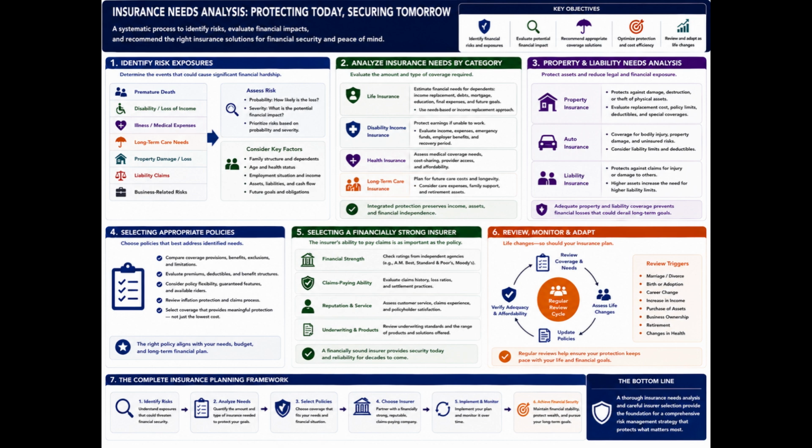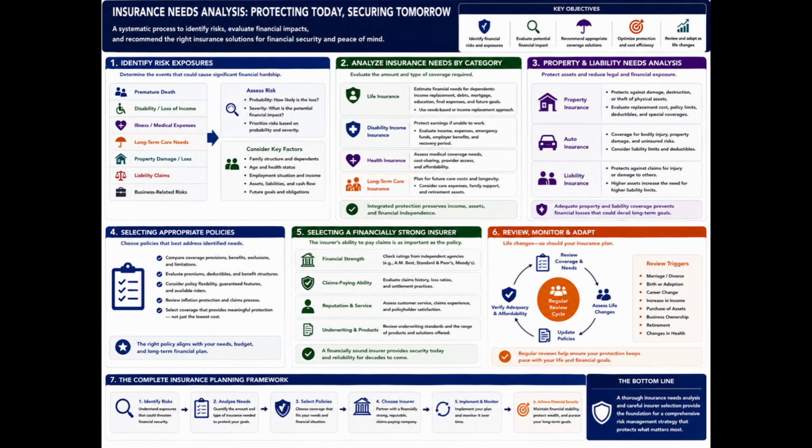Property and liability insurance needs analysis involves assessing exposures associated with homes, automobiles, personal property, and legal obligations. Property insurance protects against financial losses resulting from damage, destruction, or theft of physical assets. Liability insurance provides protection when individuals are legally responsible for injuries or damages suffered by others.